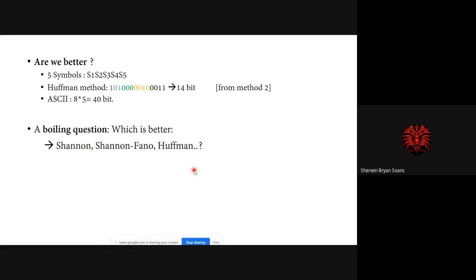Sir, I think it depends upon the statistical probability of each individual symbol occurring from a machine. Depending upon that, we have to choose such an algorithm which is more efficient.